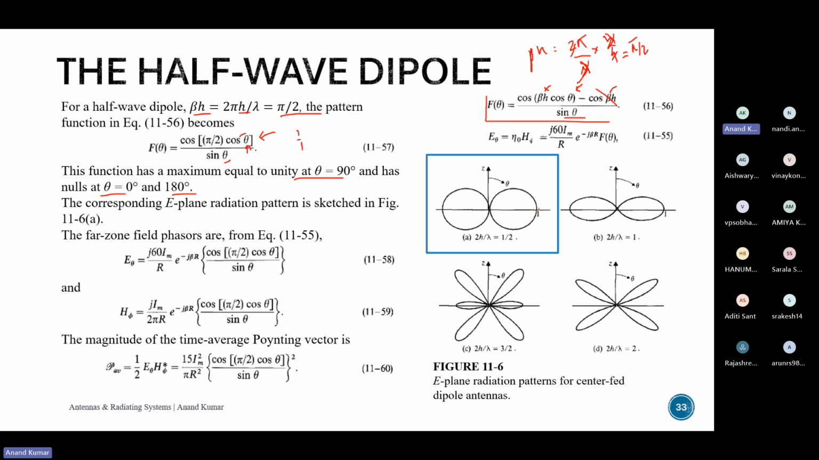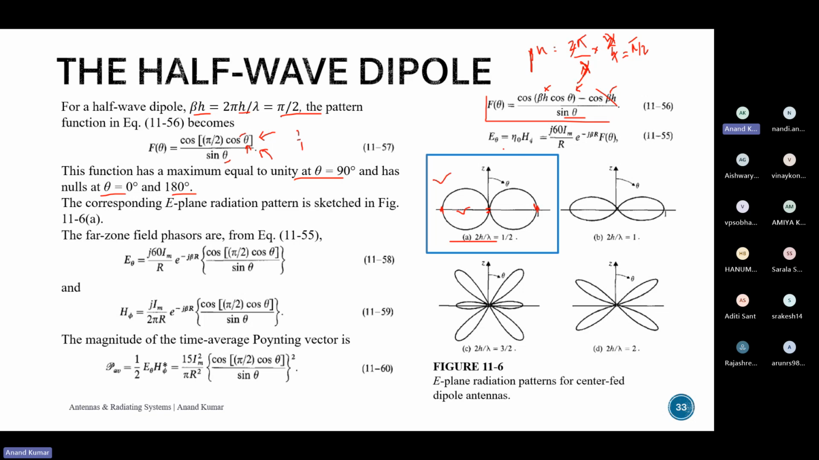So it's 1 at 90 and 270, and we have nulls at 0 and 180. So you can directly use MATLAB to plot this. The corresponding E-plane radiation pattern is sketched over here, along with the far field expressions.